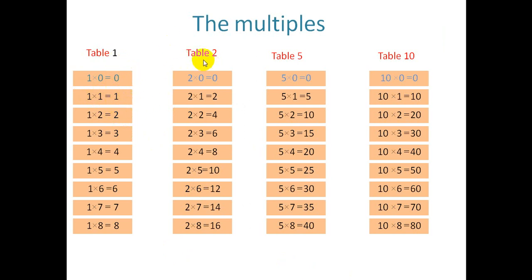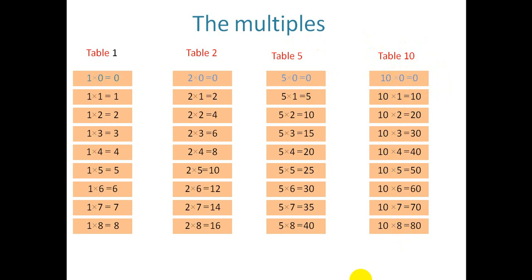Okay, what about table 2? 2 times 1 equals 2. I get the same number. Look, in table 2, I get 2 as a multiple. What about table 5? 5 times 1 equals 5. I have the same number. Table 10. 10 times 1 equals 10. 10 is the same number as the table, and 10 is a multiple of itself, and so on. In table 6, 6 times 1 equals 6. I get the same number, and so on.